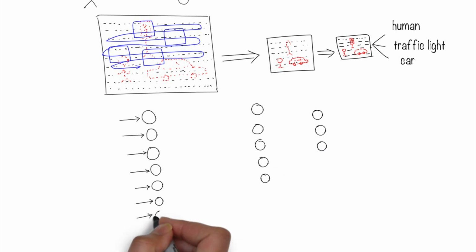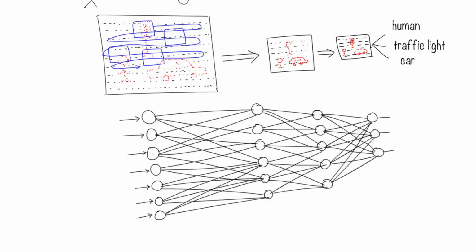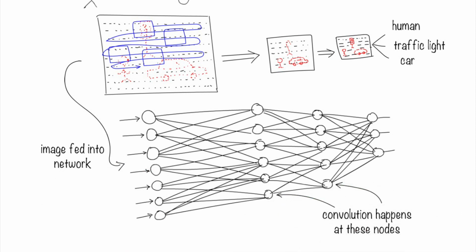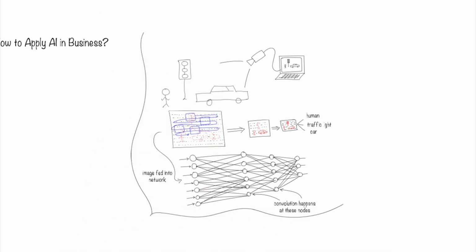Computers do this through a network of nodes called neural networks. An image can be fed into the network, and the concept of sliding one window over the image is called convolution. So the network itself is called a convolutional neural network, or CNN. So that's the AI part. Now let's look at the business part.